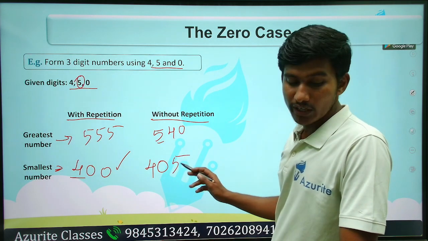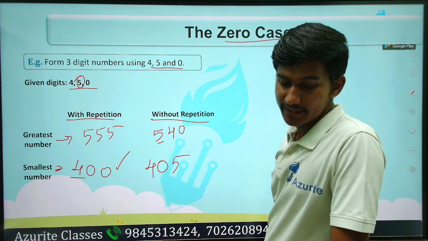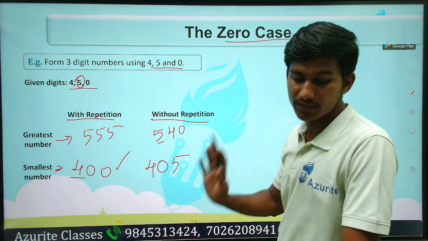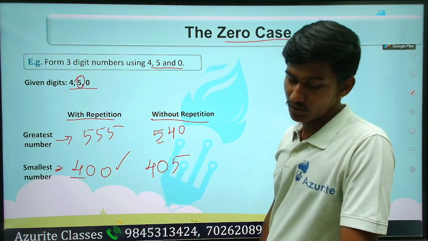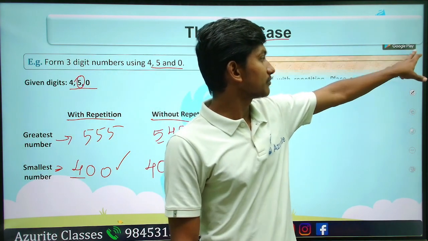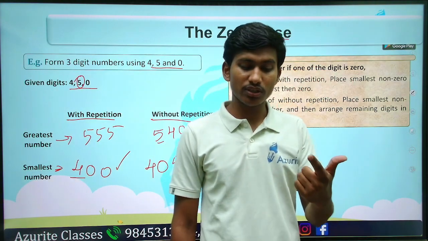So this is how we have to do in the case of 0, when the 0 is there. Understand? At the starting we should not write 0. Remember that much. Any doubts here? No doubts? So should we go to the next question now?